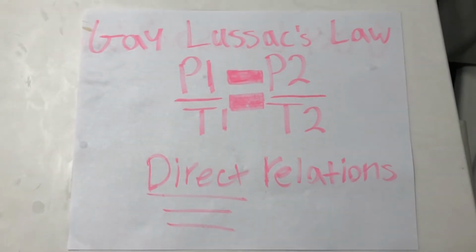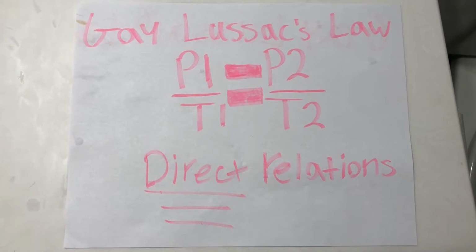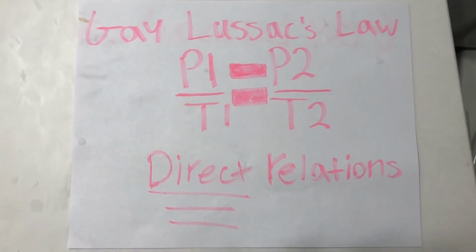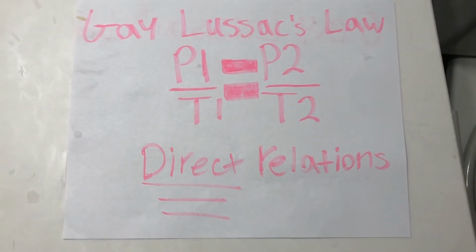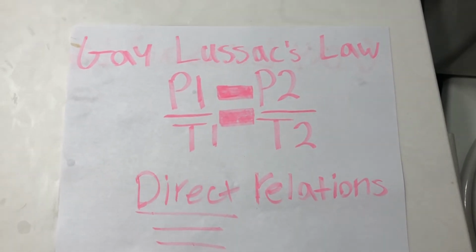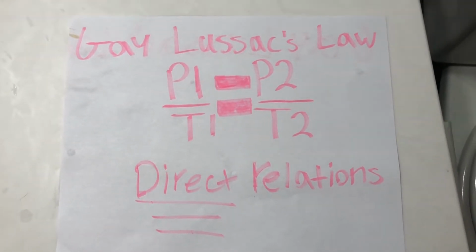Gay-Lussac's law formula is pressure 1 over temperature 1 equals pressure 2 over temperature 2. That's what the P and the T stand for, and it has a direct relationship.